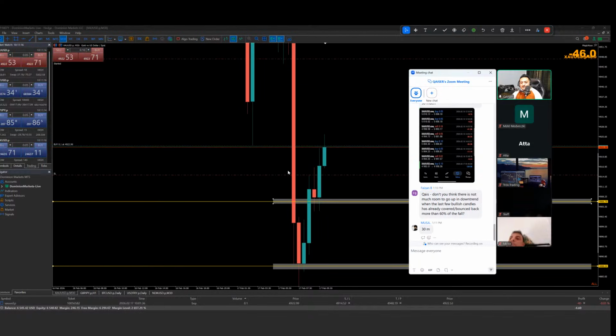Don't you think there is not much room to go up in a downtrend when the last few bullish candles have already covered a bounce back of more than 60%? No, I'm just waiting for structure, just like printed structure. I just need to believe that it should continuously push upside. It created a support, created a resistance. This can close above the resistance. Now this can still open, and I want it to continuously push upside. That's it. Keep your thing simple.